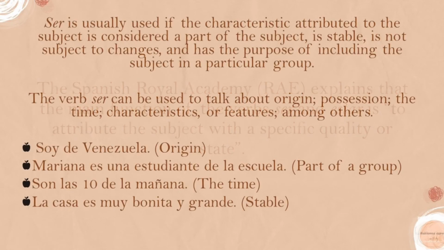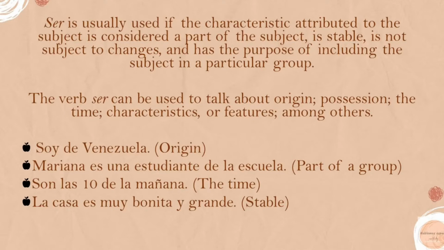Ser is usually used if this characteristic is considered a part of the subject, is stable, is not subject to changes, and has the purpose of including the subject in a particular group. The verb ser can be used to talk about origin, possession, the time, characteristics or features, among others.